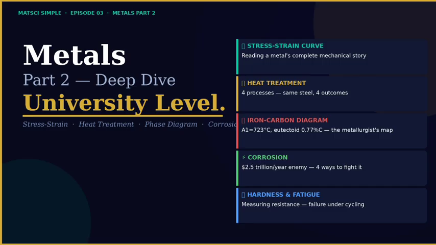Welcome back. In our last episode, we covered the fundamentals of metals. Today we go deeper. We are covering the stress-strain curve, heat treatment, the iron-carbon phase diagram, corrosion, grain boundaries, hardness testing, and fatigue. Every single one of these appears in GATE every year. This is university-level material science, explained simply.